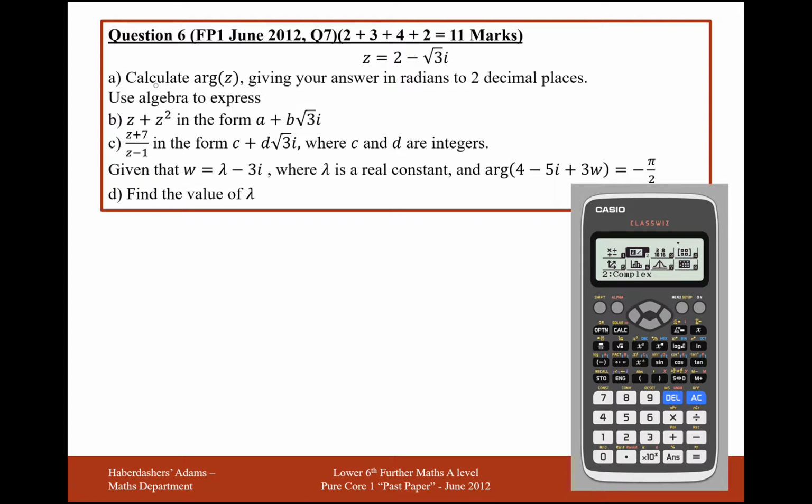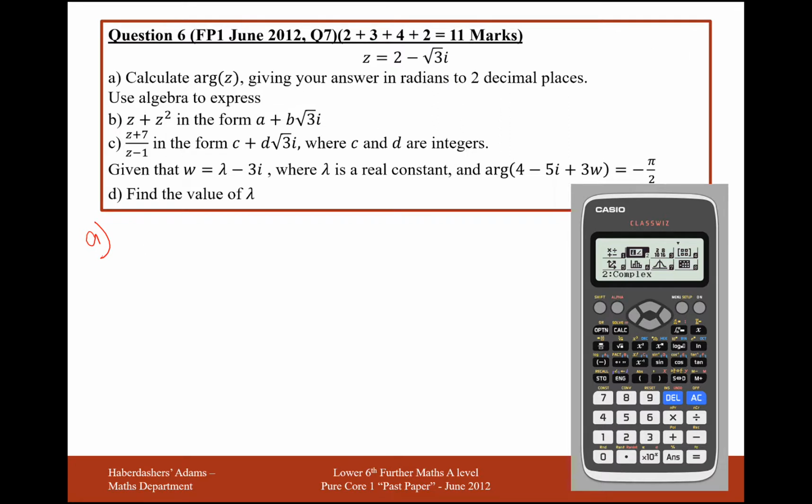And here we're asked to calculate arg of z, giving your answer in radians mode. So that's why I've got the calculator up. I'm ready in complex numbers mode to answer or check a few of these questions here. So it's arg of z, it's 2 marks, so I'm going to have to show some working for this. I can check on the calculator though.